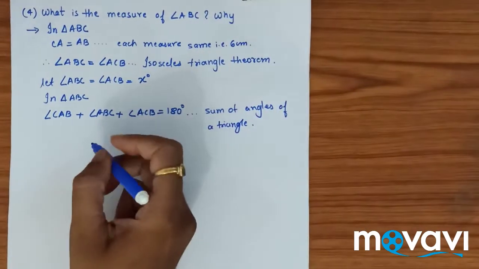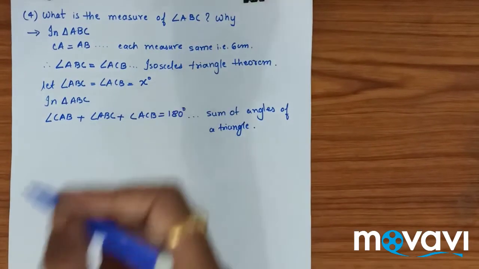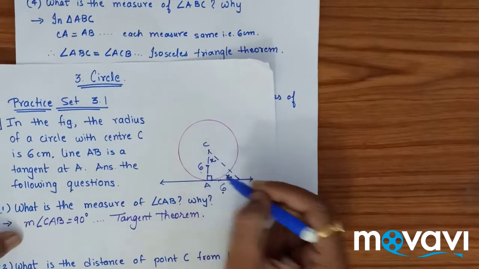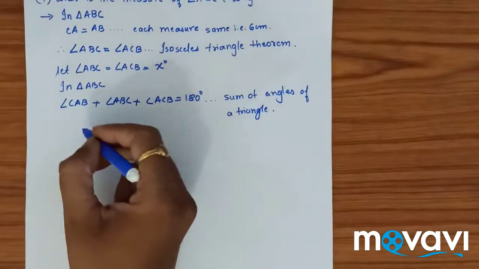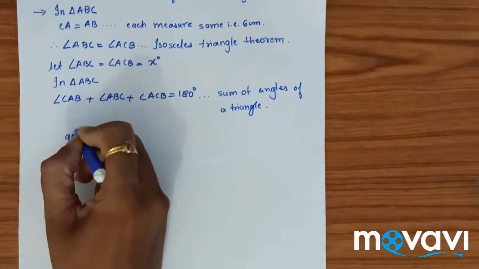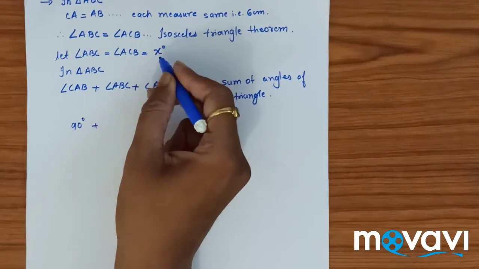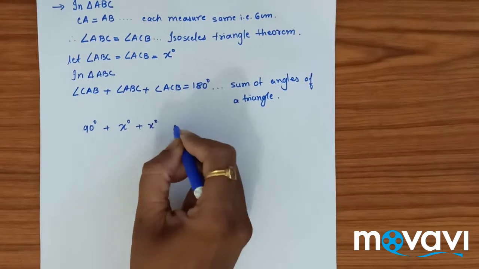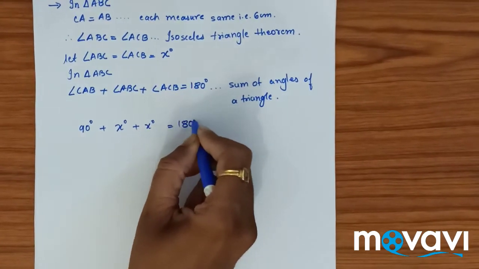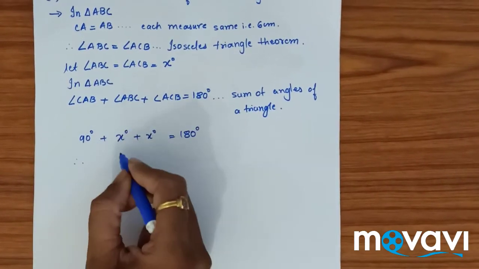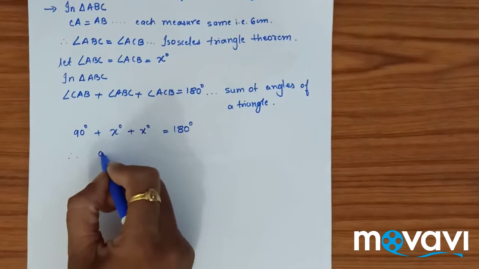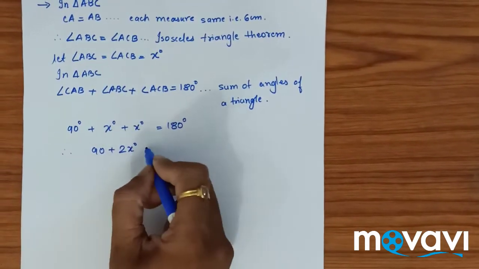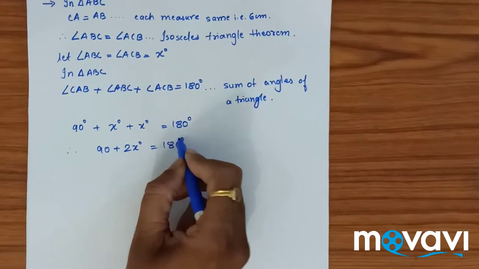Okay. Now let us substitute. CAB, we know it is 90 degree. So let us substitute 90 degree. And what are these two angles? X degree. We have considered them as x degree. So 90 plus 2x degree is equal to 180 degree.